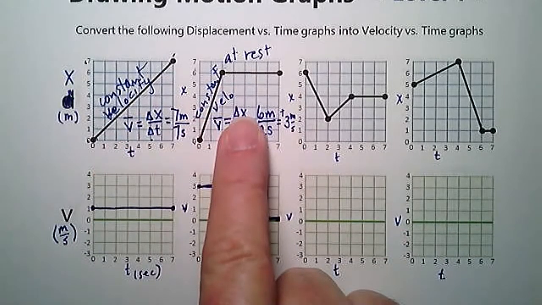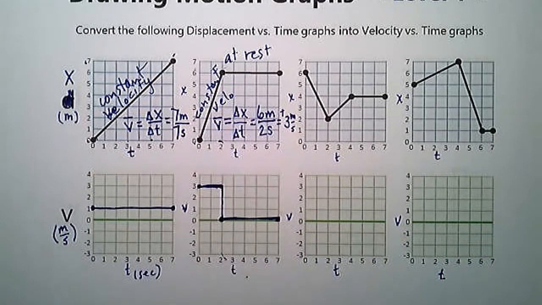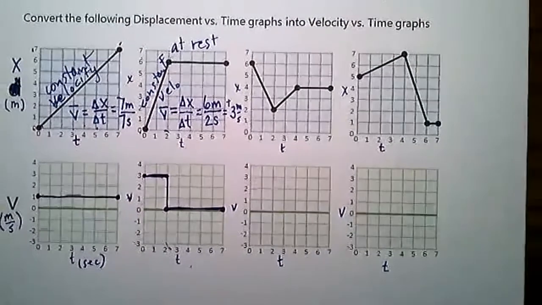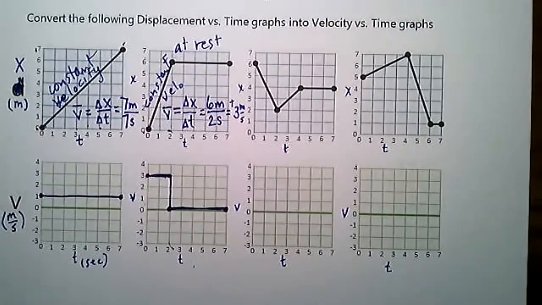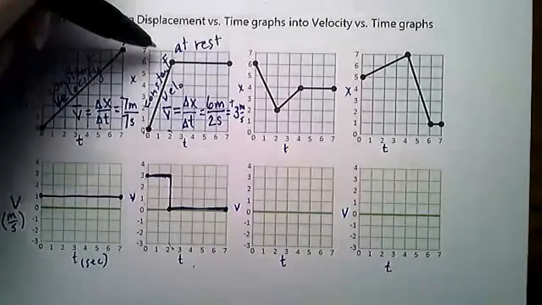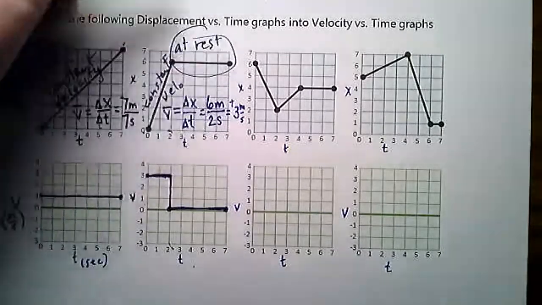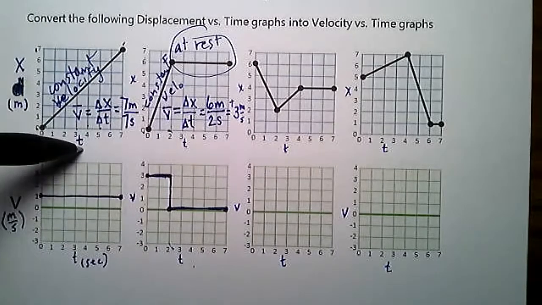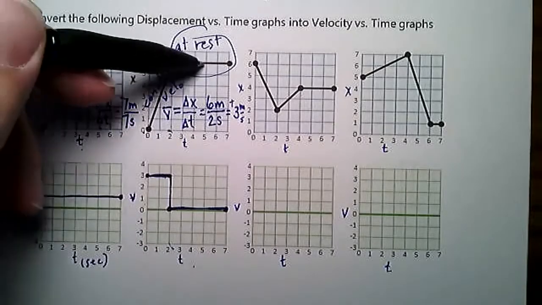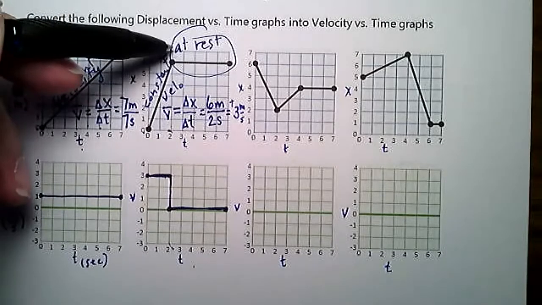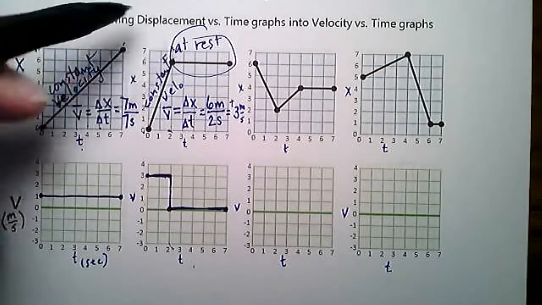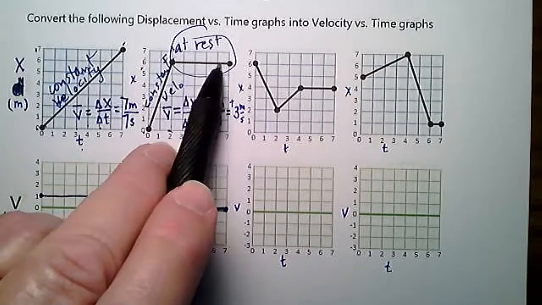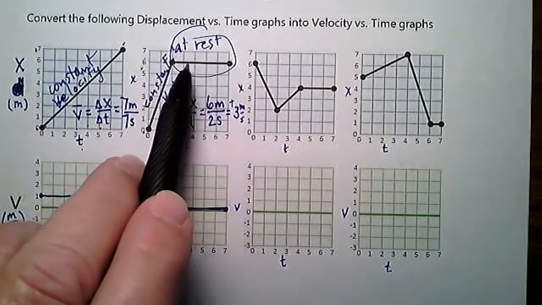Okay? They should start to get easier, hopefully. So hopefully you're paying attention here, and as I'm going through these, you're listening to the description and picking up some of the tricks. One of the tricks I used here was this idea that if I have a horizontal line anywhere on the x versus t graph, that's a period that I'm at rest. So here I was at 6 meters and I stayed that way.